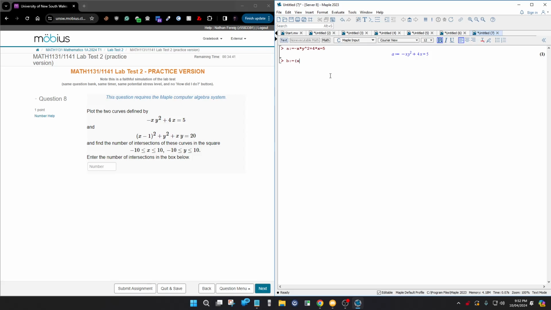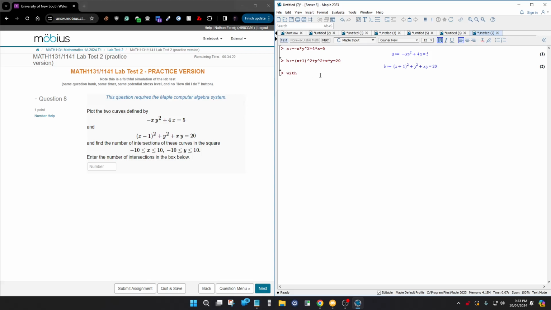This is not the best equation for this one. I've seen shorter ones. However, we do persevere. (x − 1)² + y² + xy = 20. x + 1, y is, yep, looking pretty good.